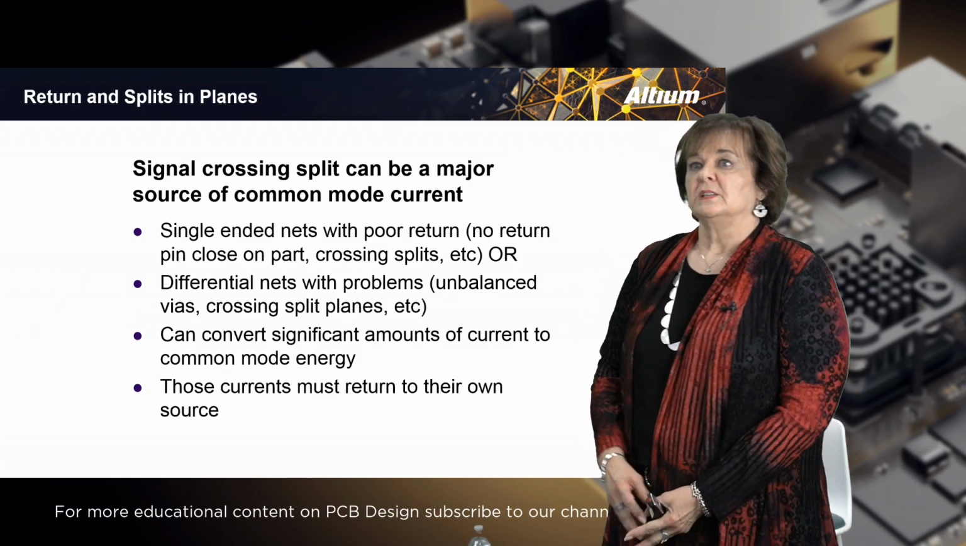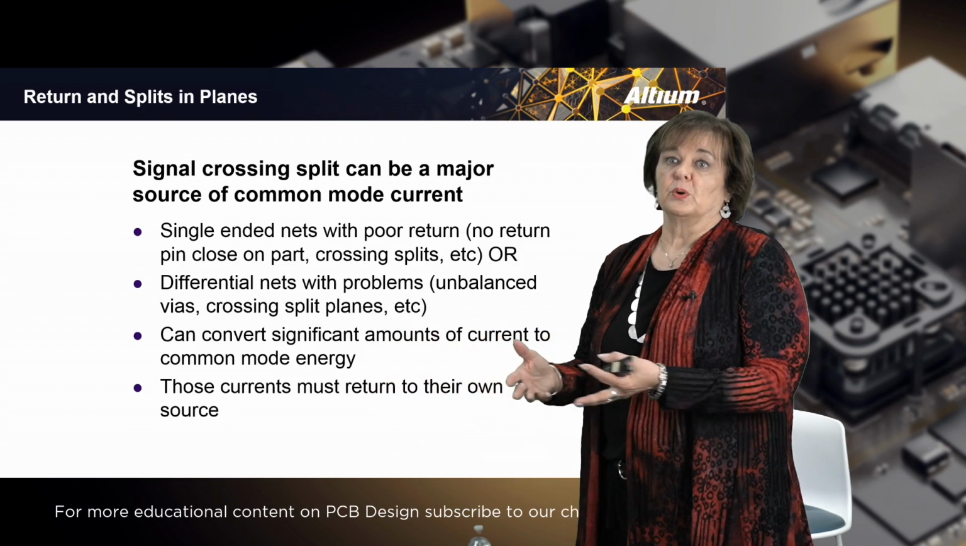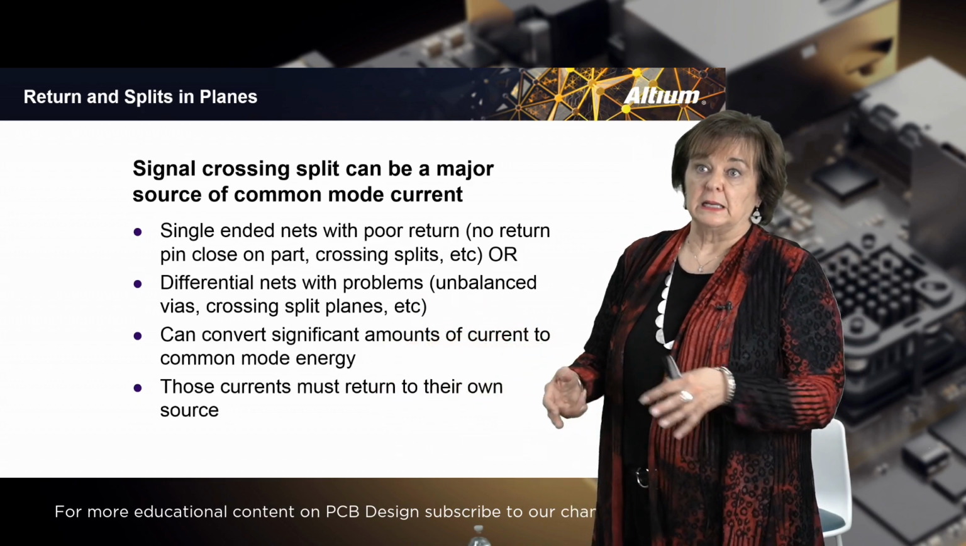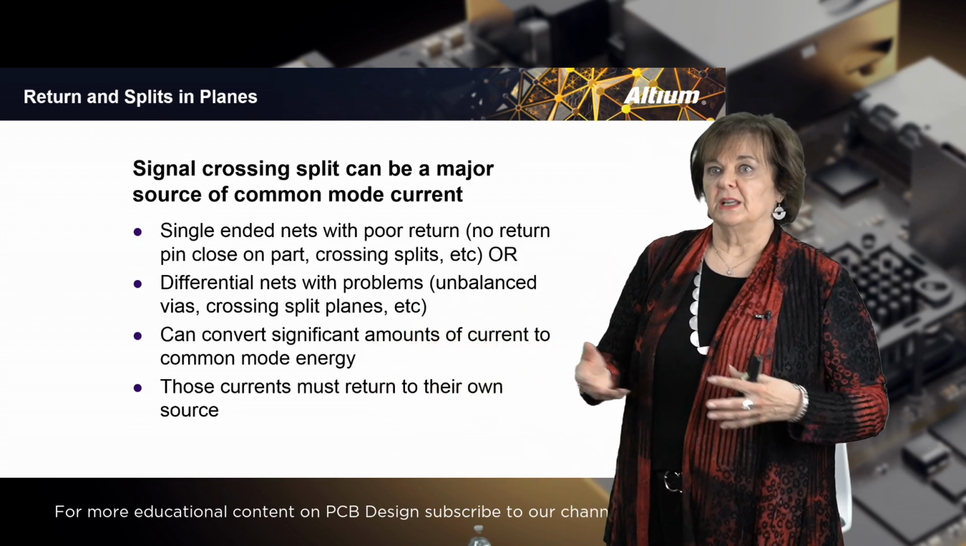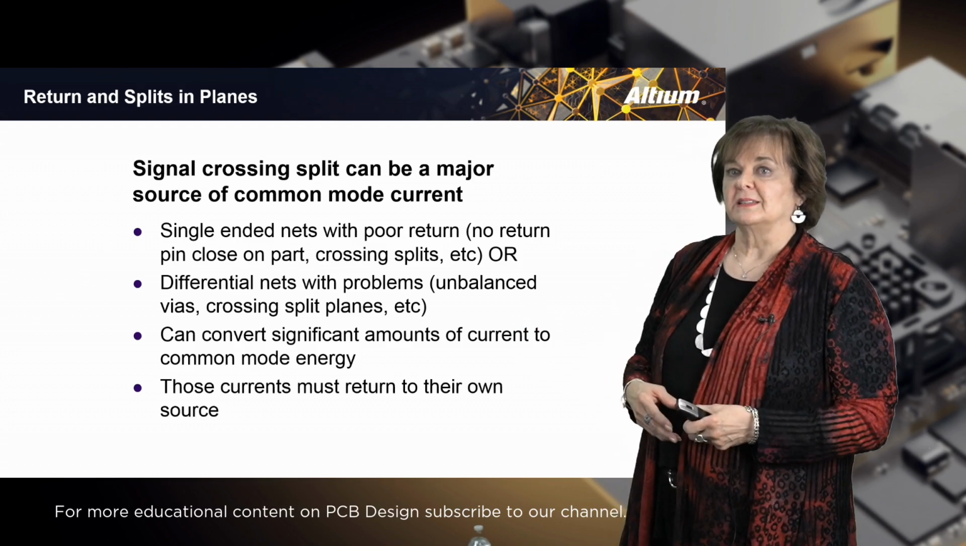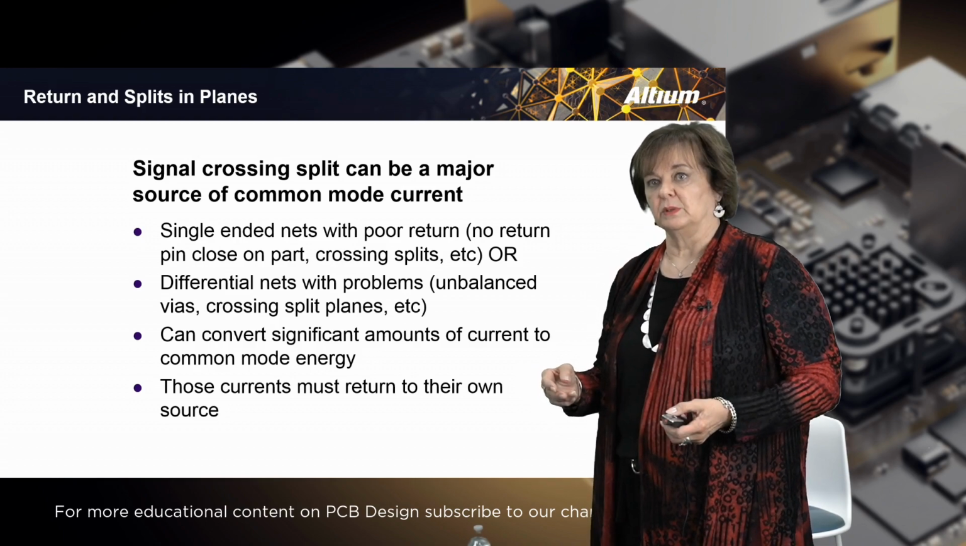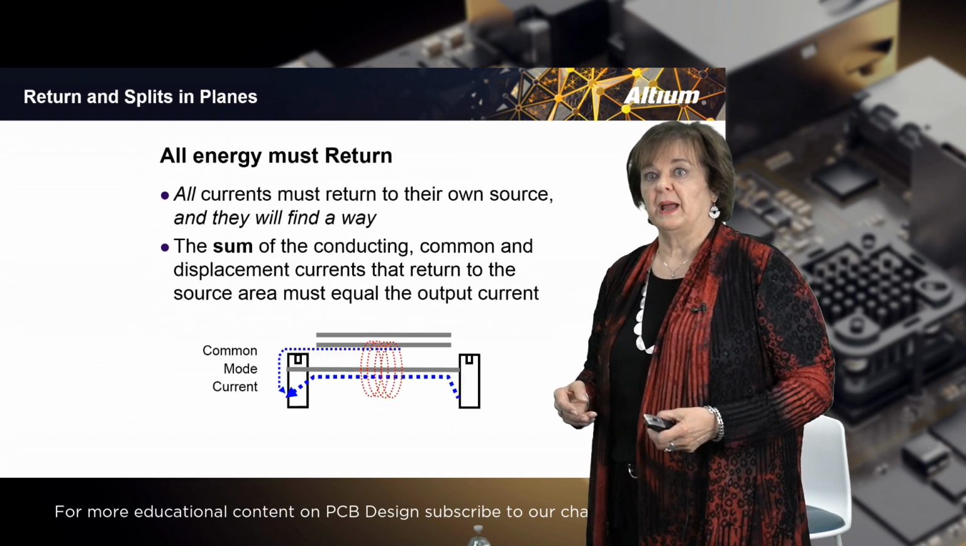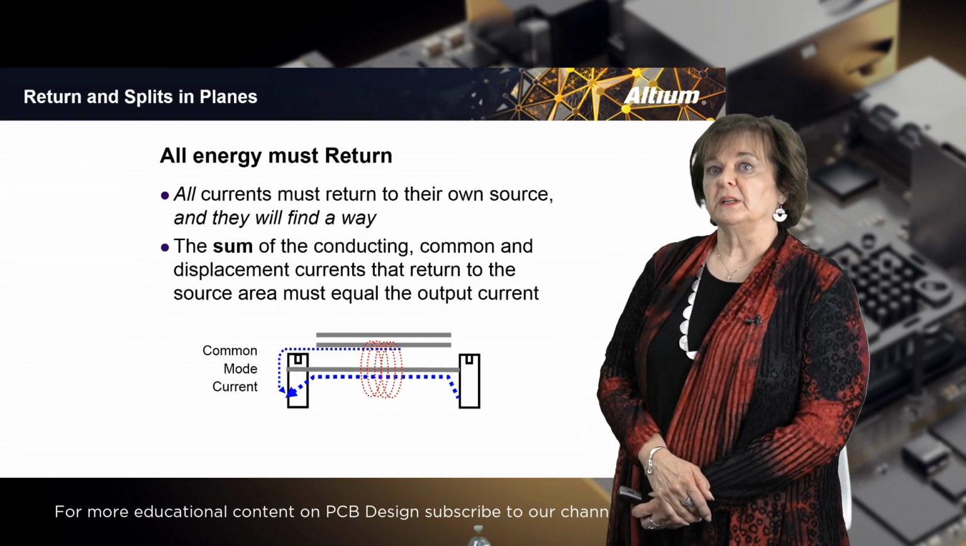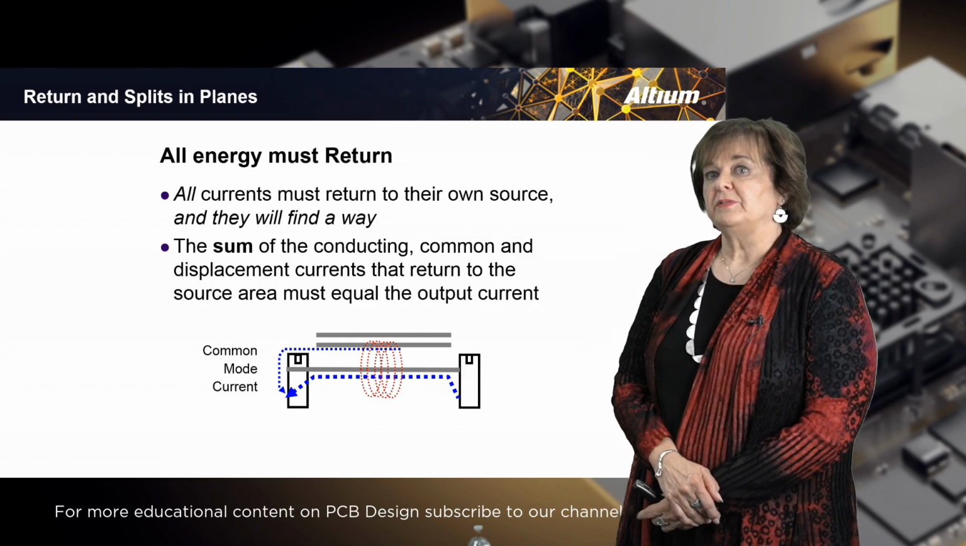It's basically stray energy that floats around in the board, coupling to whatever it feels like in order to get back to its source. All energy has to get back to its source, and it will find a way. The currents must return, and they will find their own path. I jumped ahead a little bit. They will find a way.